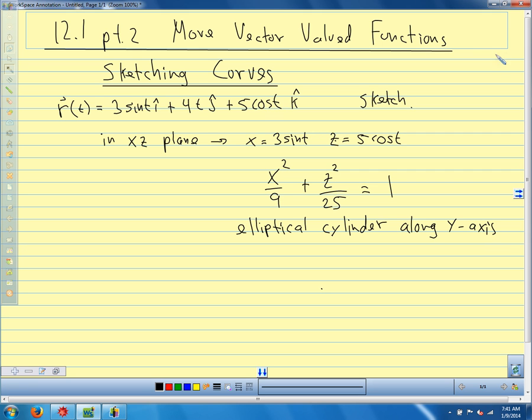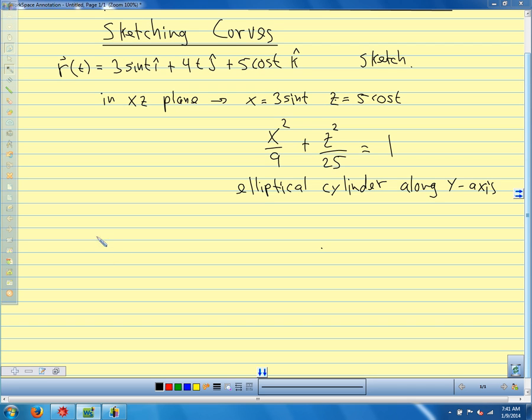So let's sketch that cylinder. Our curve is going to be on this elliptical cylinder. So here are our coordinates, our axes.